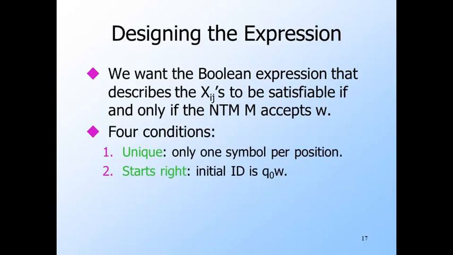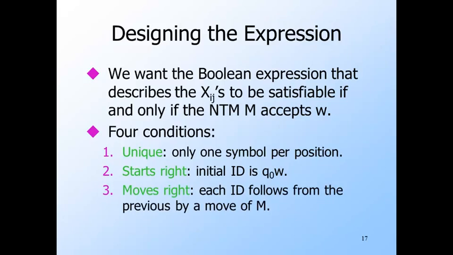The second sub-expression is starts right. It forces the initial ID to be the start state followed by w. The next is moves right. This really should be moves correctly, but that's too many syllables. This expression enforces the condition that each ID follows the previous ID by one move of m. And as a convenient exception, if the previous ID has an accepting state, then the next ID may be the previous ID. Finally comes the expression finishes right. This condition says that somewhere in all that stuff is an accepting state.